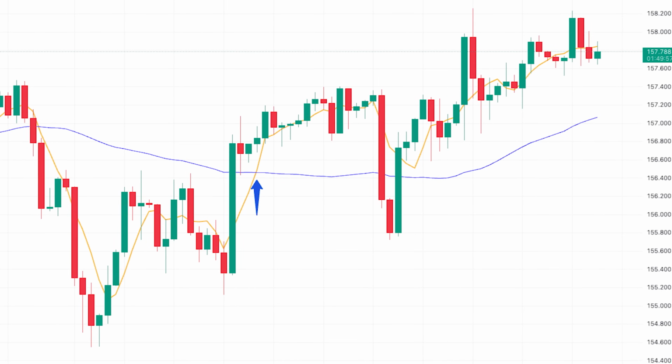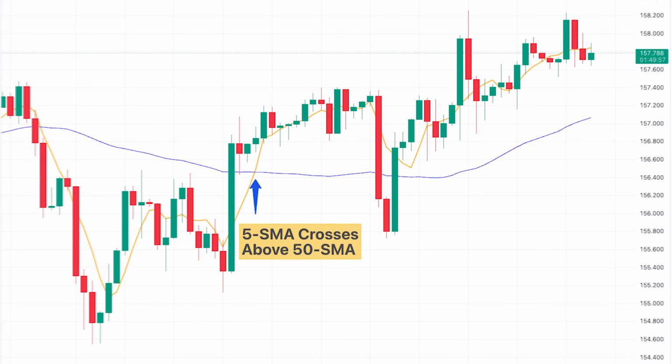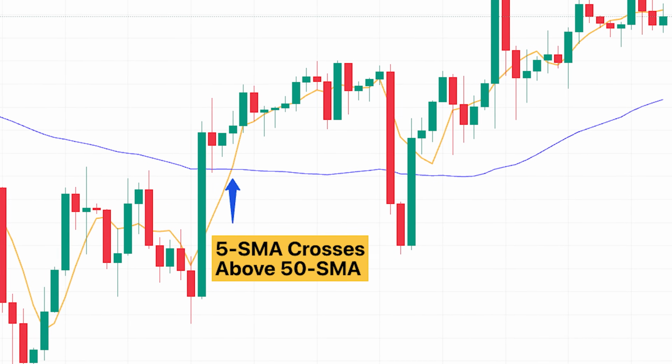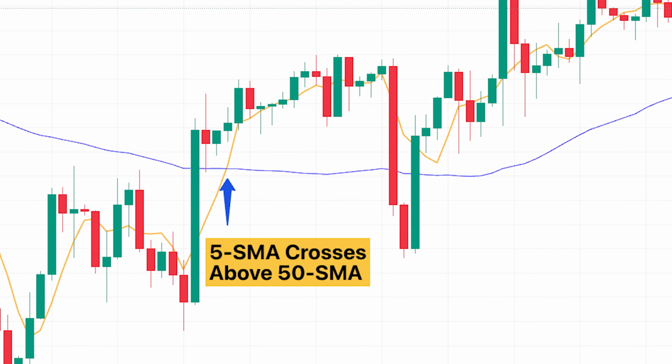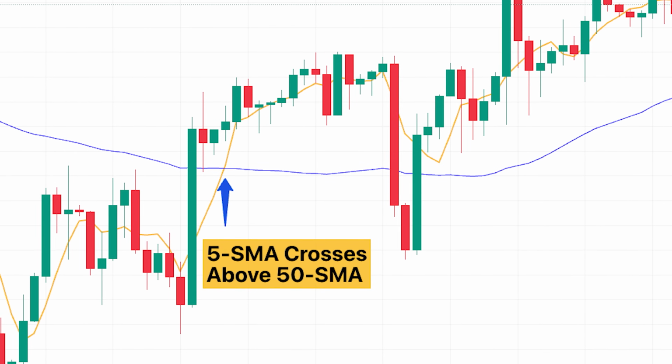So when the 5 SMA crosses above the 50 SMA, like you see in this dollar-yen chart, it means that the short-term trend has turned positive, and you should be looking for opportunities to go long. But there's a little wrinkle that I will share later.